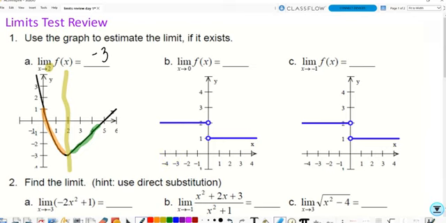In part B, from the left, we're approaching a y value of 2. And from the right, we're approaching a y value of 1. So from both sides, this limit does not exist because we're approaching different y values.